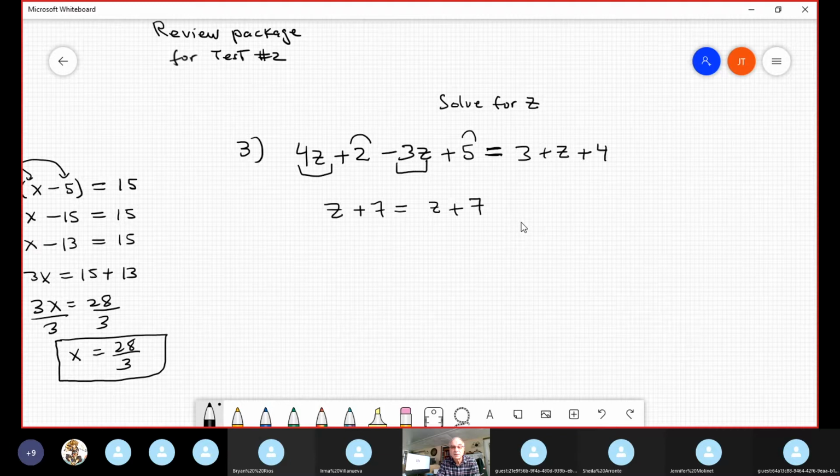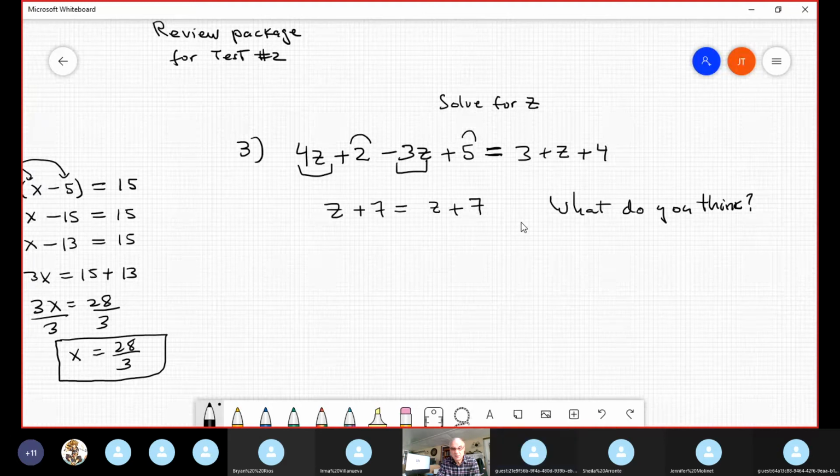Wow, what is that? What do you think about this ugly, crazy equation? What do you think? No idea? 7 equals 7. It's true. So what does that mean? There are multiple solutions. Yeah, this is the idea. Infinitely many solutions.